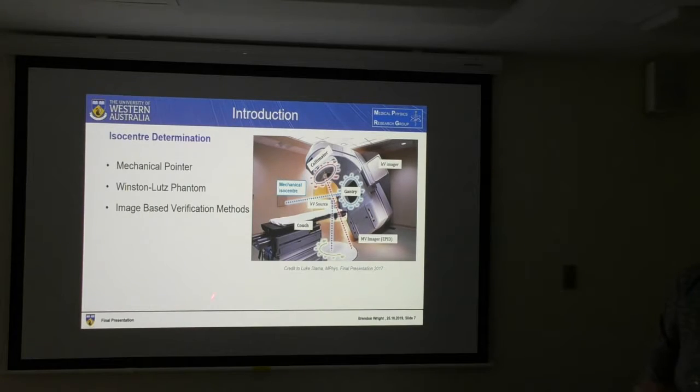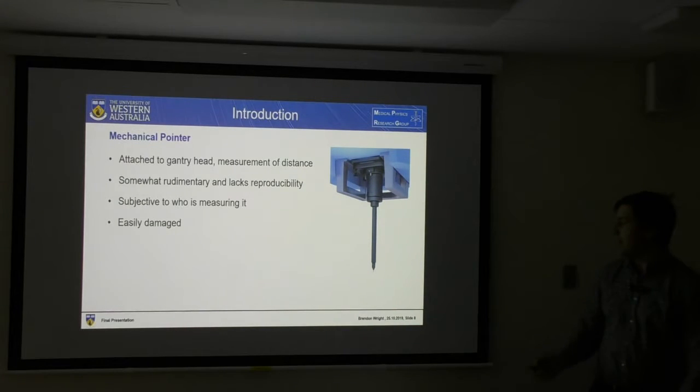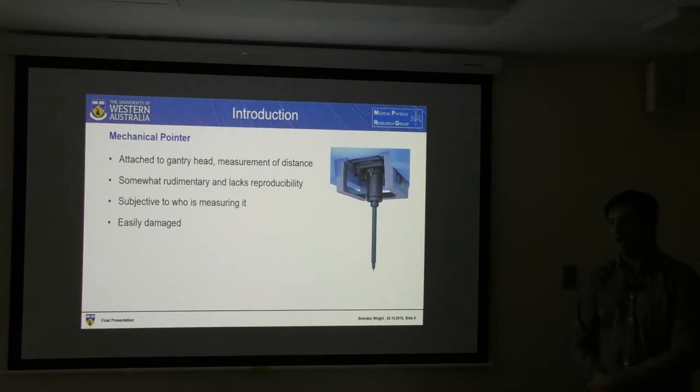What is meant by the isocenter, so for the mechanical isocenter, is the alignment between the axes of rotation of the gantry, of the collimator, and of the couch itself. And there are a few different ways to determine the isocenter. There's the mechanical pointer, the Winston-Lutz phantom, and other image-based verification methods. The mechanical pointer is a device which is attached to the gantry head, and then there is a measurement of distance between the tip of the device and an object which is located in free space. However, this method is somewhat inaccurate, and it lacks reproducibility, as it's very dependent on the person who is measuring the distance, as well as the mechanical pointer itself being easily damaged.